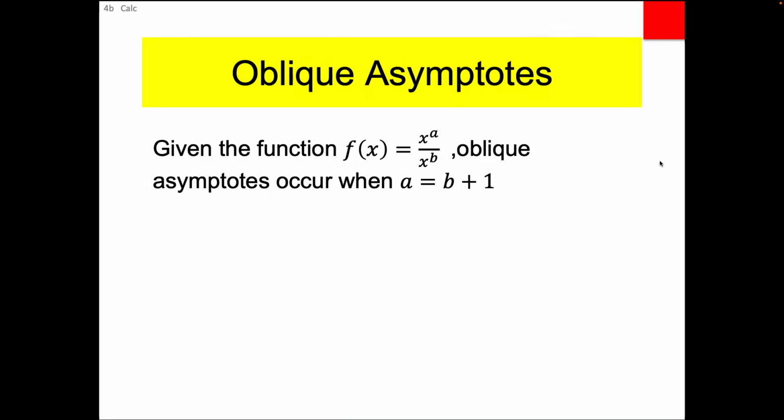you remember this, right? When the top power is one more than the bottom power. The only time this occurs is when the top power is one more than the bottom one. So they're very easy to identify. You simply find the highest power of the numerator, you look at the denominator, and if that top power is one more than the bottom, then there's going to be an oblique asymptote. That's how we defined it last year.